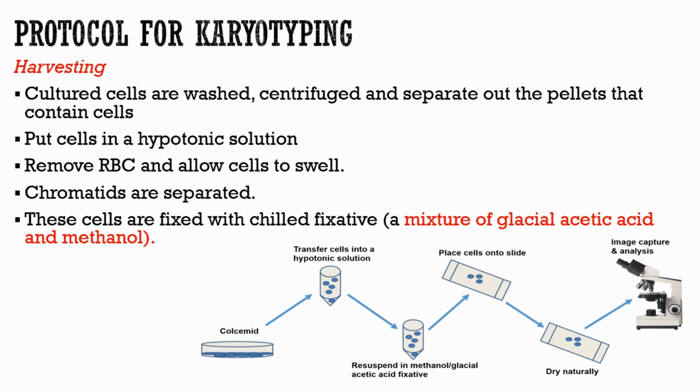These cells are put in a hypotonic solution, RBCs are removed, and the cells are allowed to swell in the hypotonic solution. Further, the chromosomes are separated as the chromatids. These cells are fixed with a fixative, which is actually a mixture of glacial acetic acid and methanol. This helps in the fixation of these cells.